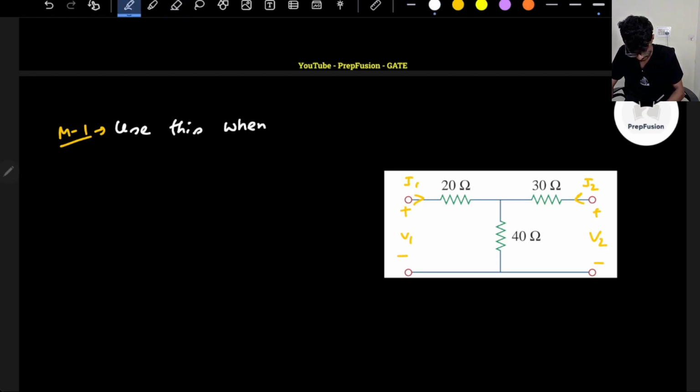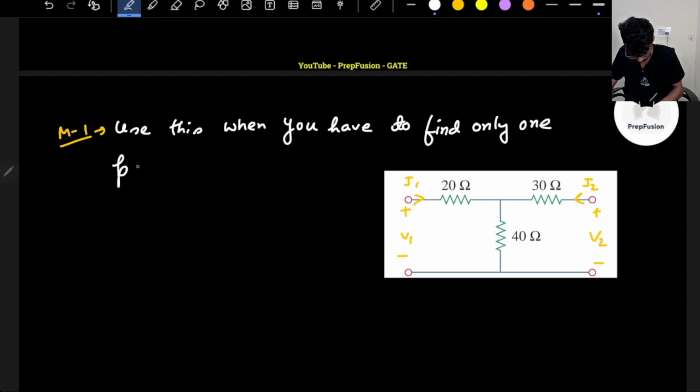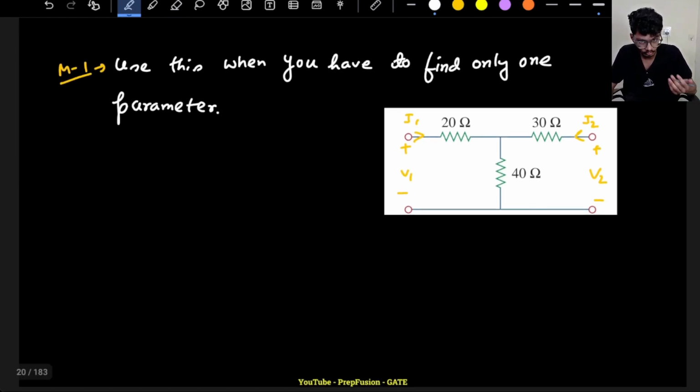Use this method when you have to find only one parameter. So method 1 is this one, where you have to find only one parameter. What do I mean by it? I will explain. Let's first find each parameter one by one.